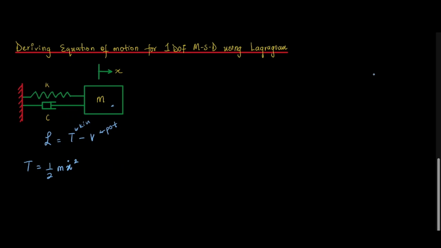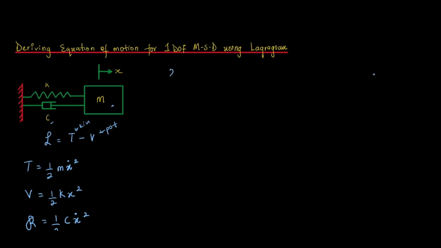Now the next is the potential energy. Potential energy is provided by the spring, so it will be half k. Now spring resists displacement, so in that case it will be x squared. And lastly, the Rayleigh's function for the resistive force, which is the damper, which will be half c. Now damper resists velocity, so x dot squared.